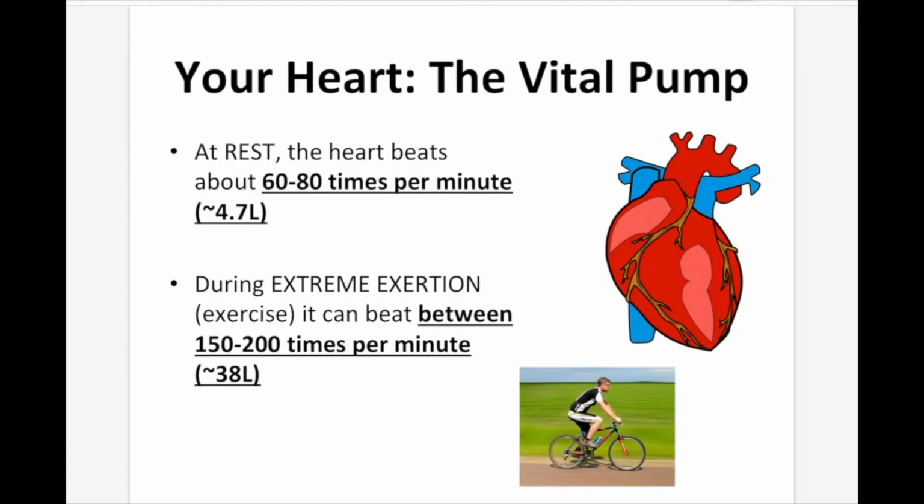Your heart, the vital pump. So at rest, the heart beats approximately 60 to 80 times per minute. So that's about 4.7 liters every minute. During extreme exertion, so exercise, it can beat between 150 to 200 times per minute, which is about 38 liters of blood passing through your heart every minute.